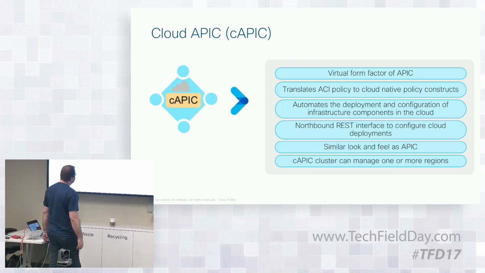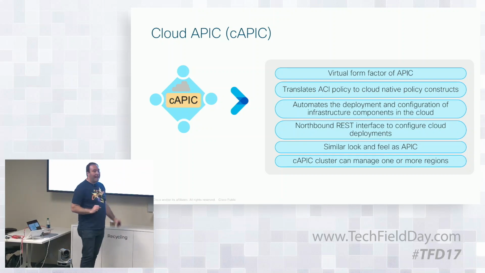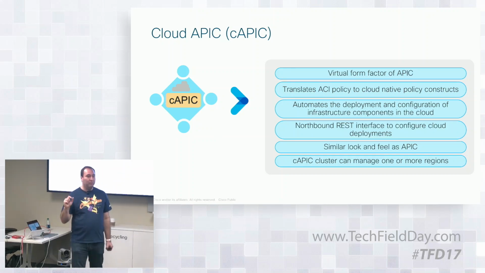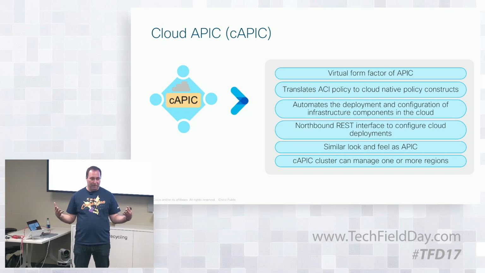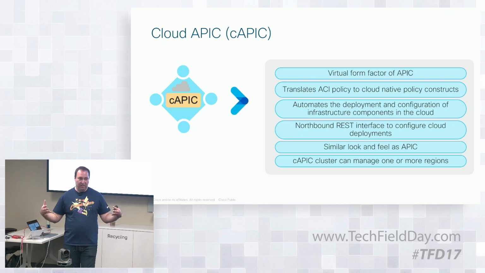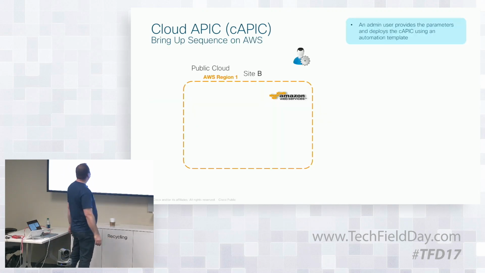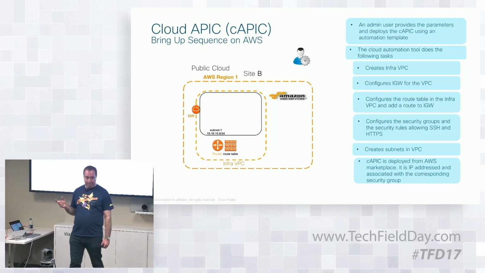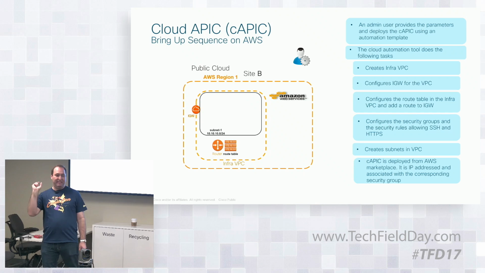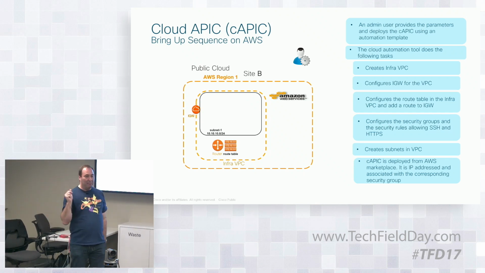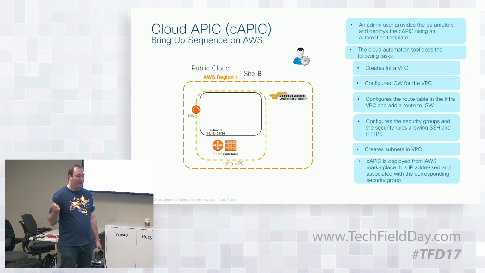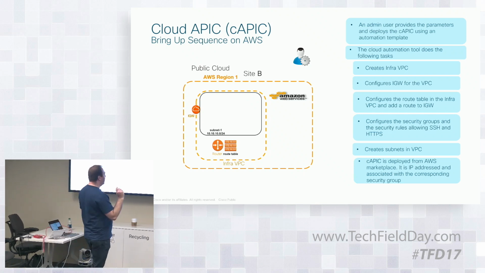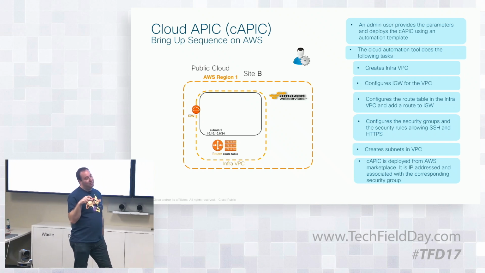One more thing that I wanted to cover. The Cloud APEC cluster will manage, so the first deployment is going to be AWS. It's going to manage one or more regions in AWS, right, so a cluster for multiple regions. And in the bring up, I'm going to go over this very quickly, you're going to fill out a form. The form is going to have CIDR addresses, external addresses, internal addresses, your account for AWS and all these things. And when that goes out, it's going to create its own infra VPC.